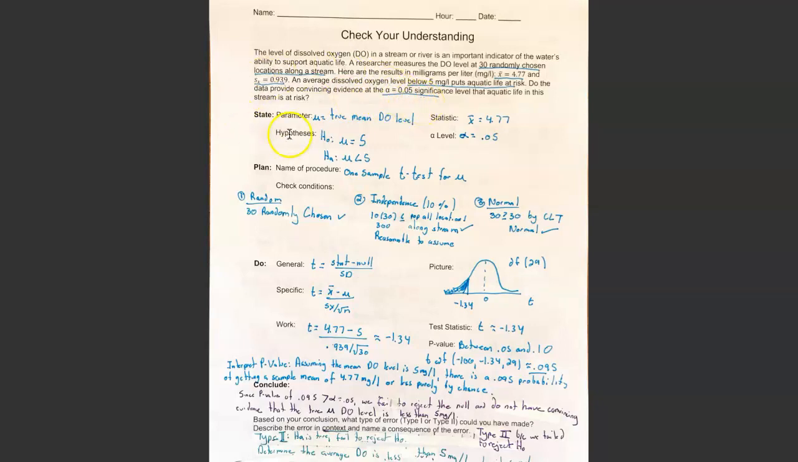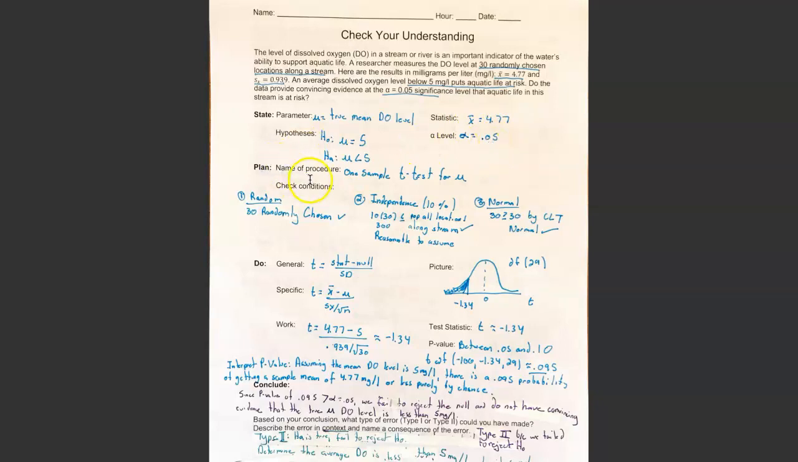risk? So again, in the 4-step process, it is expected that you have each of these listed. The parameter: we're looking for the true mean DO level. Our null hypothesis is that the true mean is equal to 5, but alternatively, we suspect that it could possibly be less than 5, which would put our aquatic life in danger. Our statistic, our sample mean, was 4.77, and we are going to use a significance level of 5%.